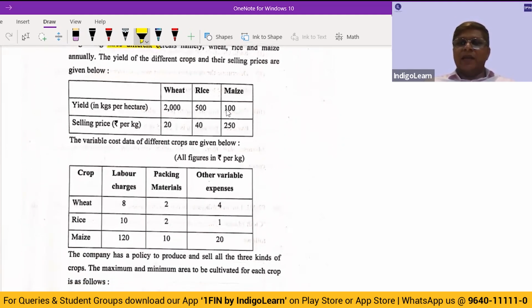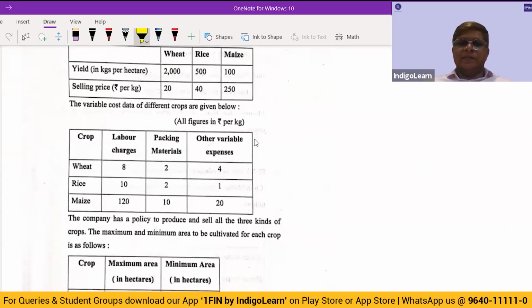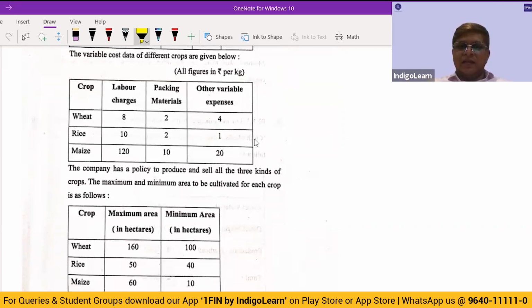So per hectare, how many kgs we are getting, they have given; selling price per kg they have given; the variable cost per kg. So very carefully, calculate the sales value per crop per hectare, calculate the variable cost per crop per hectare, calculate the contribution, and then calculate the contribution per hectare. Rank them. Till here it is simple.